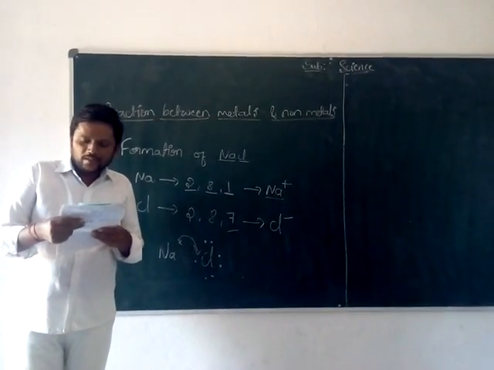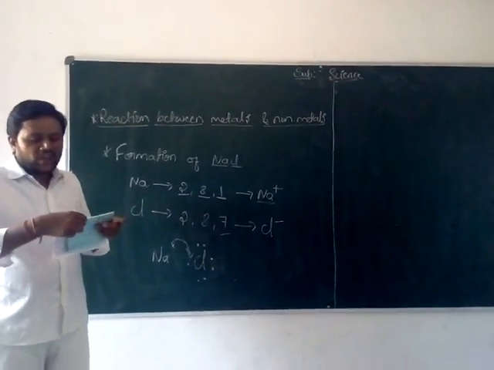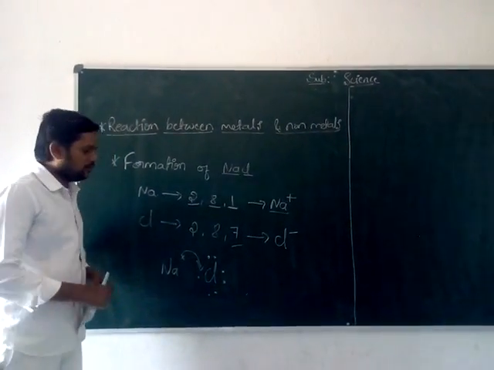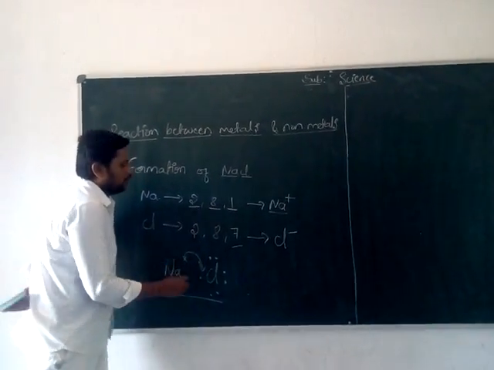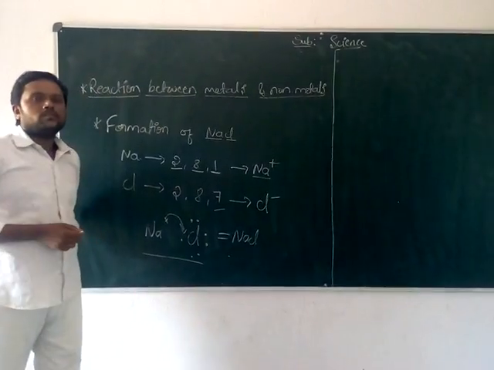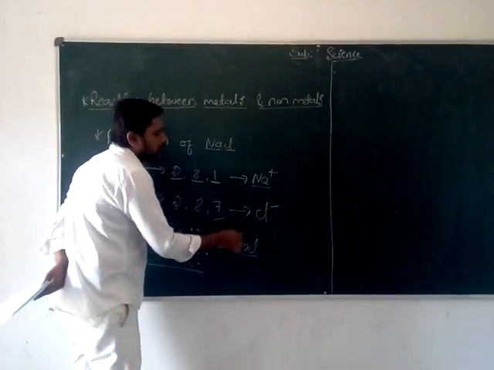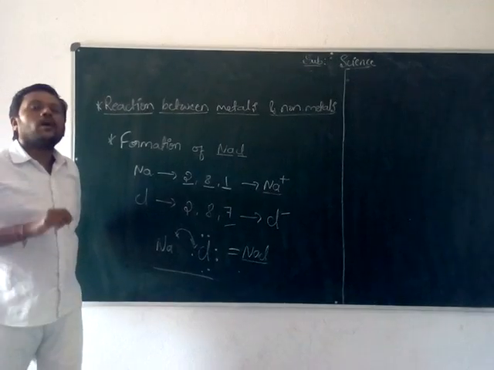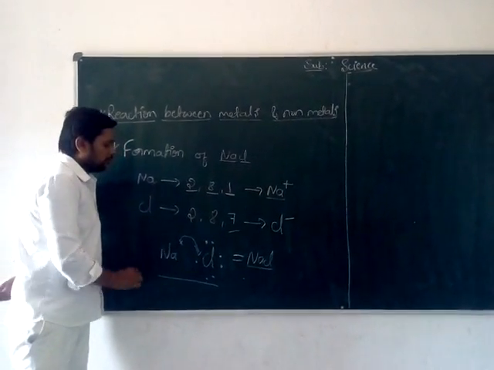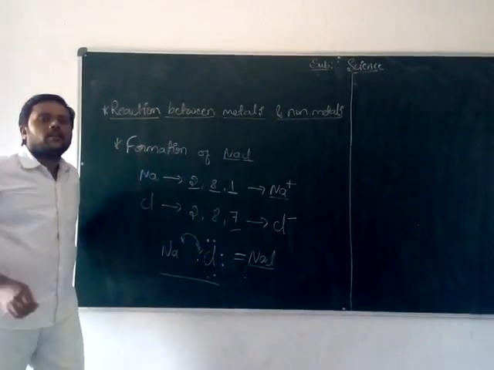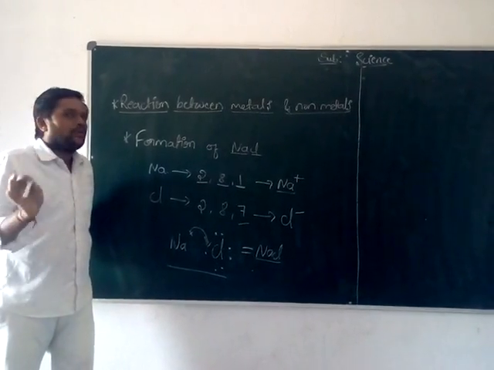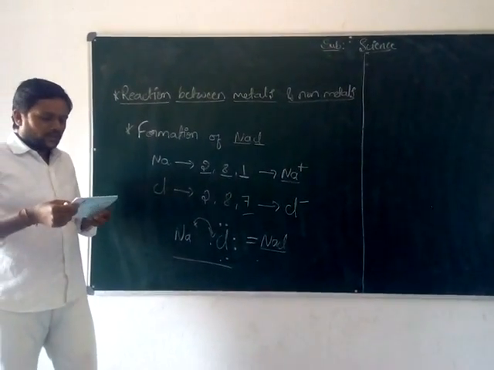It should be noted that NaCl does not exist as a molecule. This sodium chloride, NaCl, is not a molecule. We have to call it an ionic compound. Why do we call it an ionic compound? Because the electrons are transferred from one element to the other element. For that purpose, we call this an ionic compound, not a molecule. This is one of the concepts.